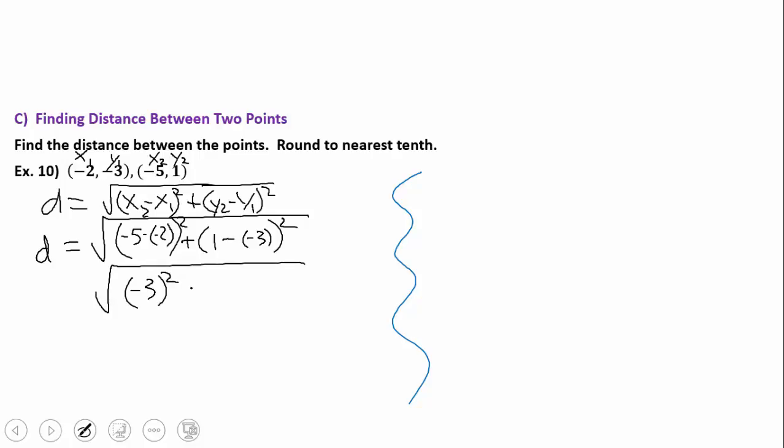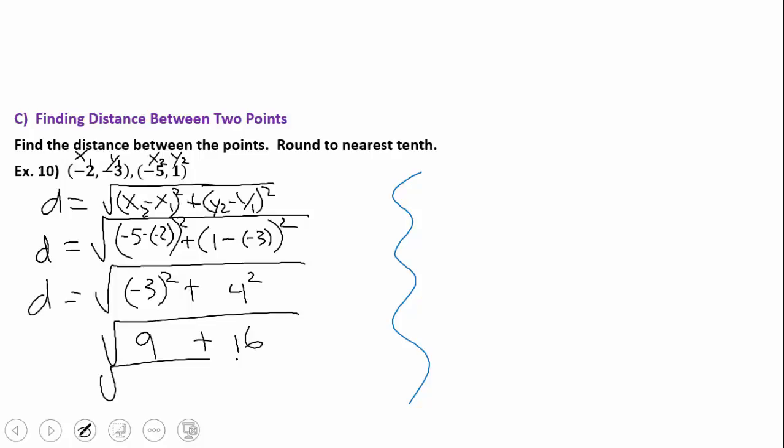Right? Adding to that, 1 minus a negative 3 is 4. Okay. And then I'm going to square. This is my second S. I'm going to square. So negative 3 squared is 9. And I'm going to add that to 4 squared, which is 16. And then I'm going to find the sum. 9 plus 16 is 25. Right? And now the square root of 25, the distance is 5.